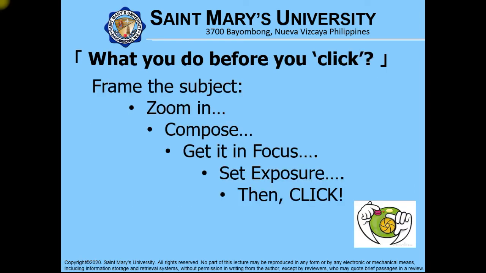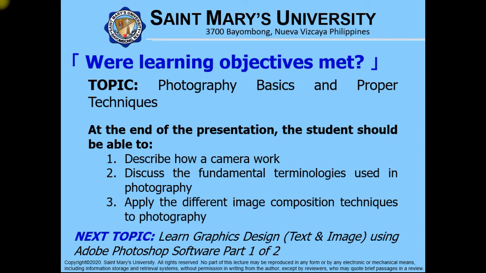And what you do before you click: number one is to frame the subject, zoom in, compose the frame, and apply the image composition techniques that we have learned. Get it in focus, set the exposure, then click. So our learning objective is met. We have discussed photography basics.